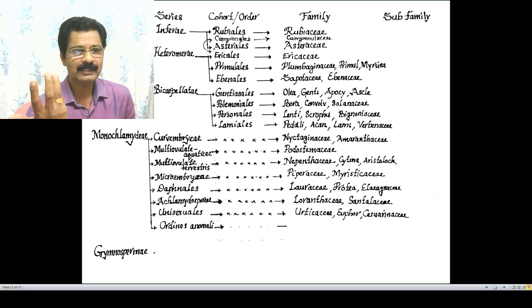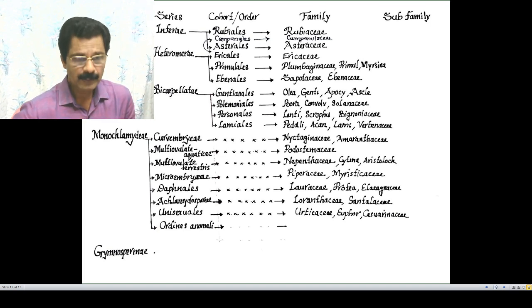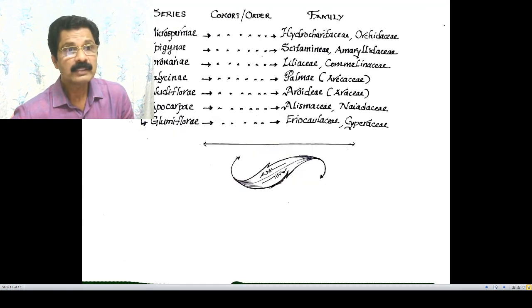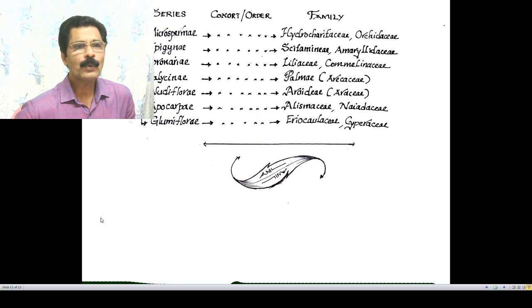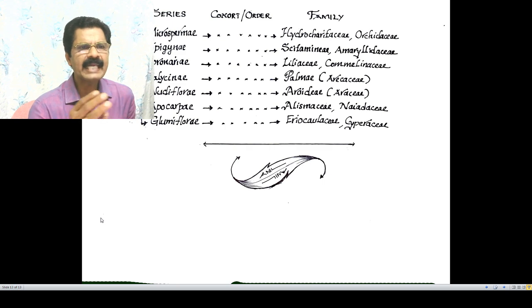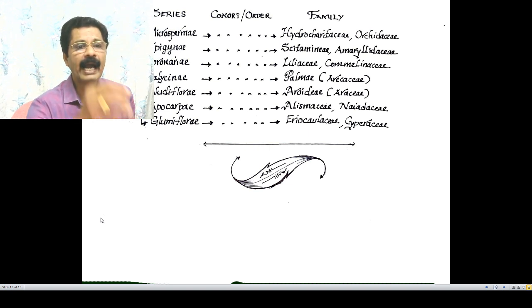Then coming to monocotyledons. Gymnosperms, there is no need for studying gymnosperms here. They have placed gymnosperms in between dicot and monocot. In monocot, only series, there is no cohort. There are 7 series: Microspermae, Epigynae, Coronarieae, Calycinae, Nudiflorae, Apocarpae and Glumaceae. Monocotyledons have only one cotyledon, and there is no cohort or order in this group.